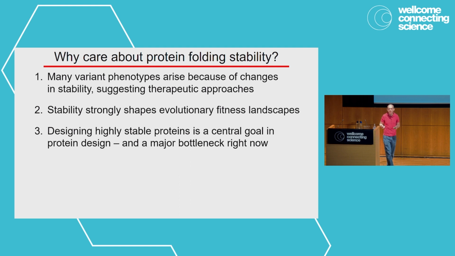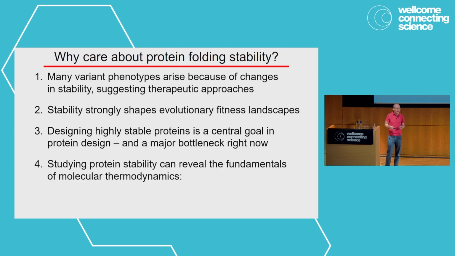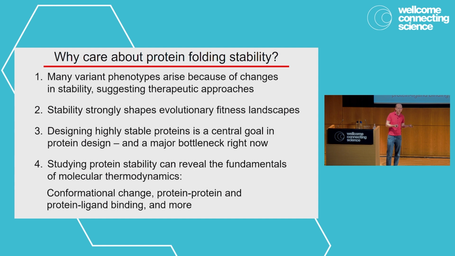Designing highly stable proteins is actually a real bottleneck right now, and improved models of stability would accelerate protein design. And lastly, protein stability is determined by the same biophysical forces that influence lots of other biophysical properties like conformational change, protein-protein binding, protein-ligand interactions. And a lot of these things are more difficult to measure on a large scale than protein stability. So if we can understand these forces better through experiments and modeling on protein stability, I really hope that transfers over to improved understanding and modeling of these other areas of biophysics.